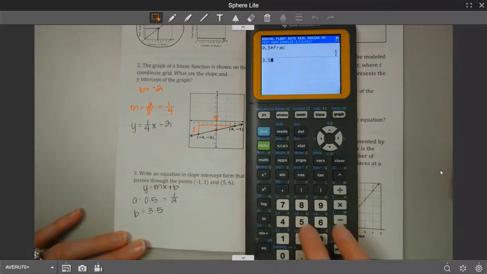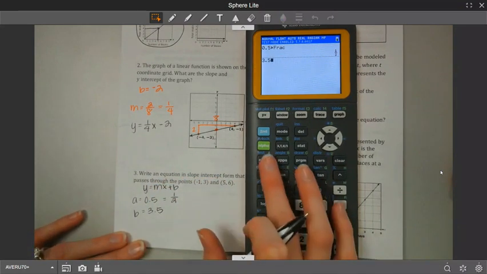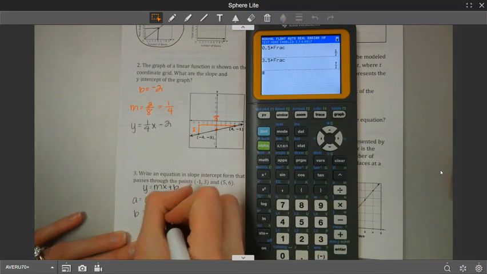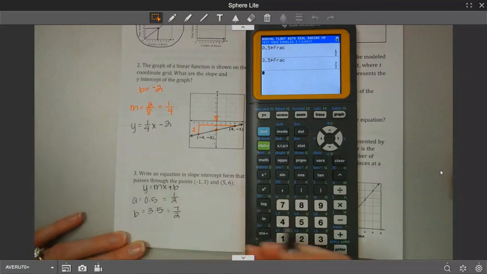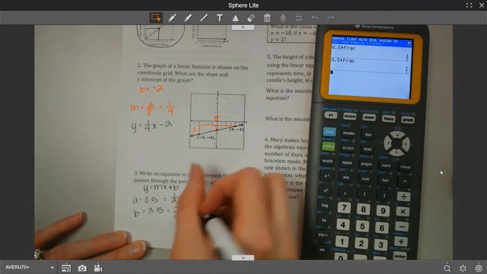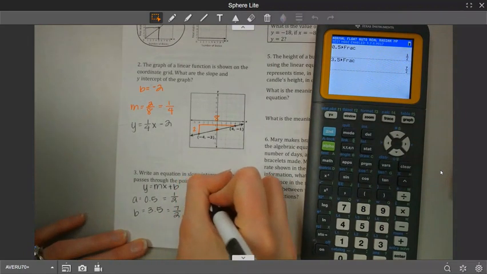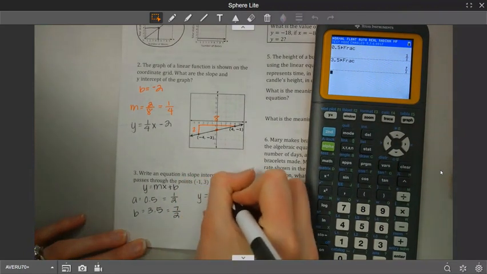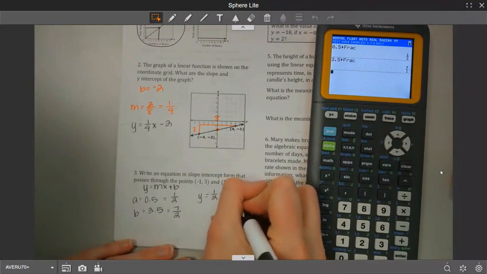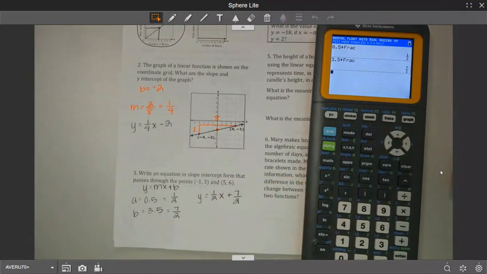Now I want to change 3.5 to a fraction, so I type it in, hit math, hit enter, and I get 7/2. So now I can write my equation. The slope is your a or your m. So y is equal to 1/2 x plus your b, which is your y-intercept or your starting point, which is 7/2. Okay.